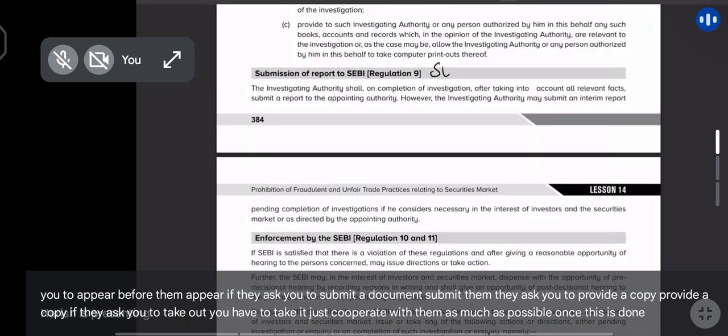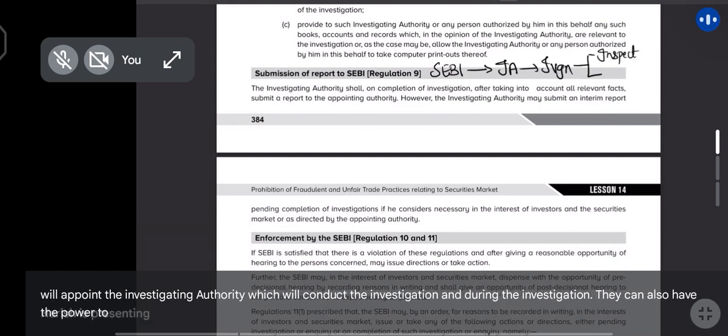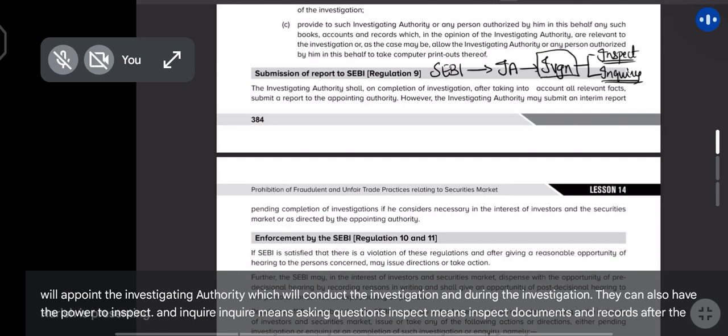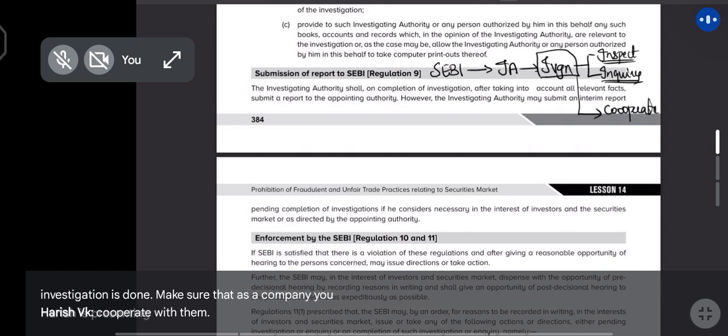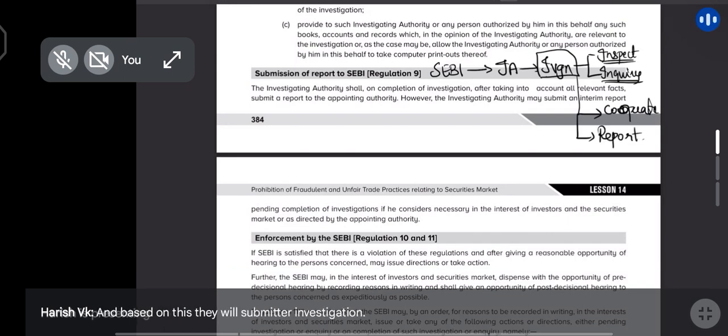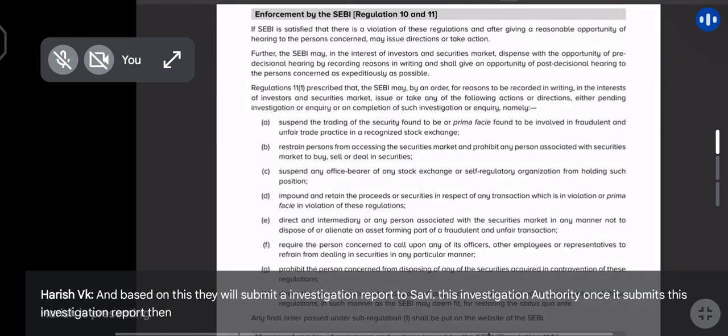Once this is done, first, SEBI will appoint the investigating authority, which will conduct the investigation, and during the investigation, they also have the power to inspect and inquire. Inquire means asking questions, inspect means inspect documents and records. After the investigation is done, make sure that as a company you cooperate with them, and based on this they will submit an investigation report to SEBI. Once the investigating authority submits this report, then SEBI will make a decision.